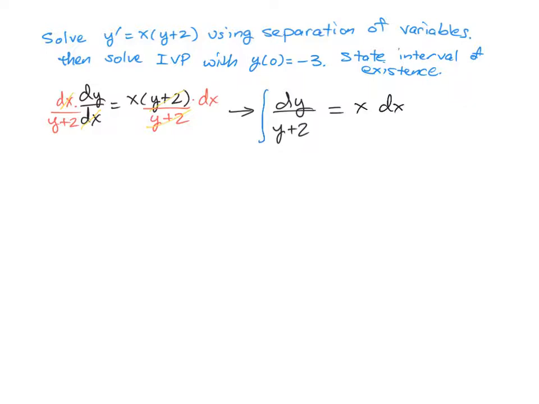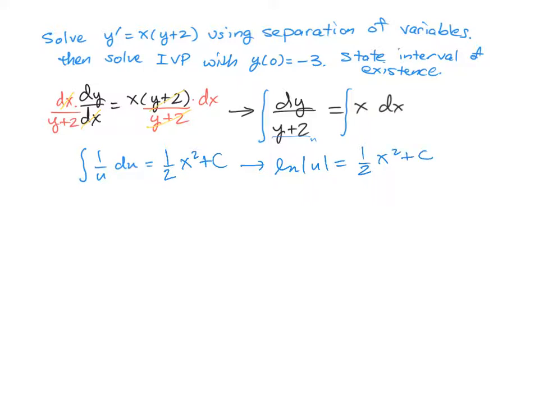When we integrate both sides, the left side can be done with a substitution, letting u equal y plus 2. The derivative is just 1, so there are no fractions or factors to worry about. So that's just the integral of 1 over u du. And over here, the integral of x dx, of course, is 1/2 x squared, so it's going to be 1/2 x squared plus c. Integrating the left side gives the natural log of the absolute value of u is 1/2 x squared plus c.